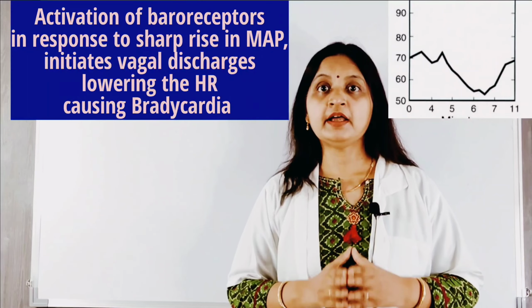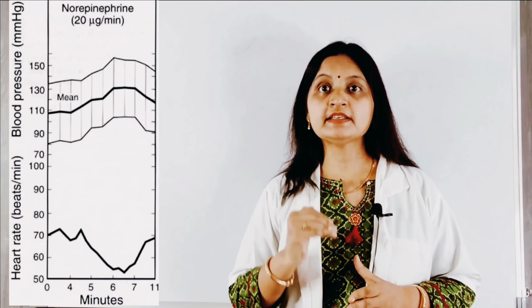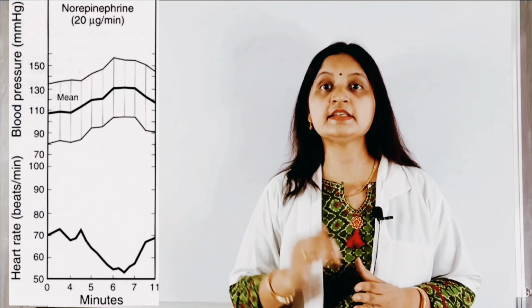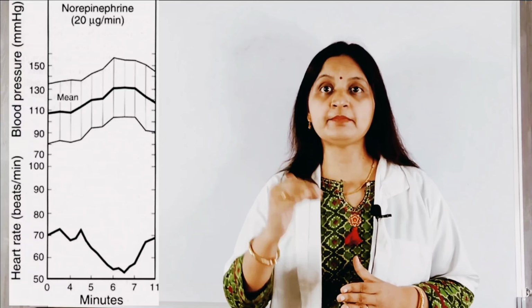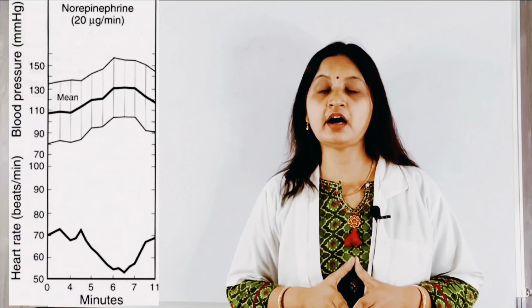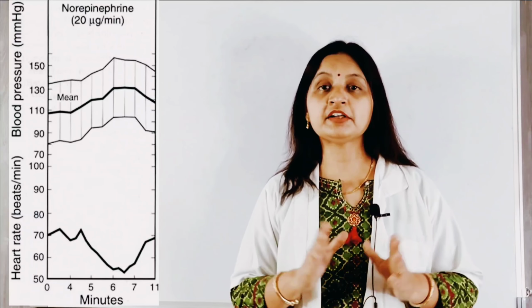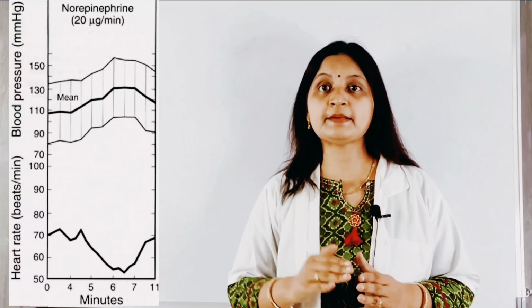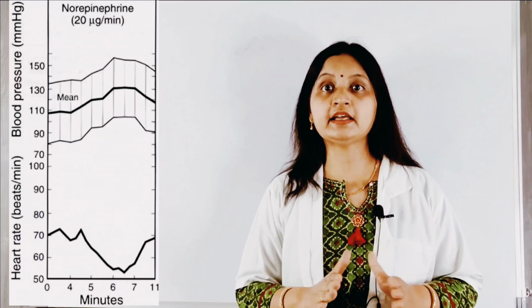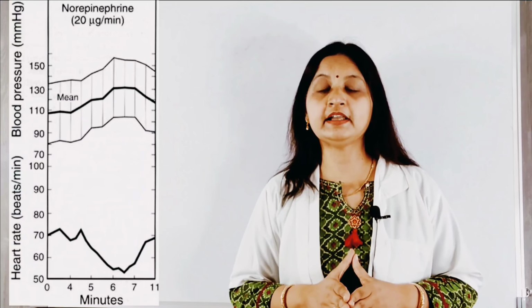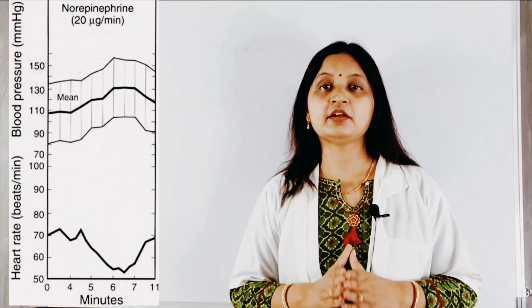So to sum up, norepinephrine increases the diastolic blood pressure, which is due to increased peripheral vascular resistance, and increases the systolic blood pressure, which is due to beta-1 mediated action, increasing the cardiac output. The mean arterial pressure significantly increases, which leads to baroreceptor activation and a decrease in heart rate. So the net effect on heart rate is bradycardia.